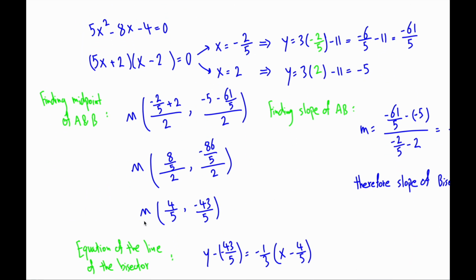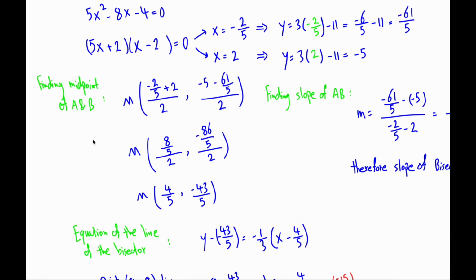That's why over here I've attempted to find the midpoint of A and B. All you have to do is to add the x's and take the average. Also take the average of the y's, and it's going to give me a point with coordinates 4 over 5 for x and negative 43 over 5 for y.